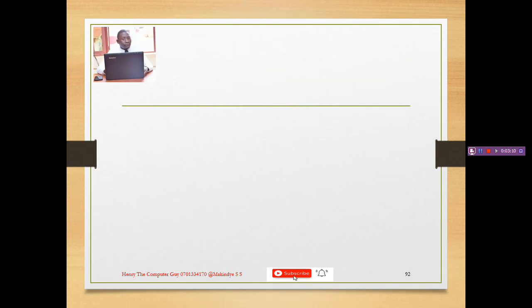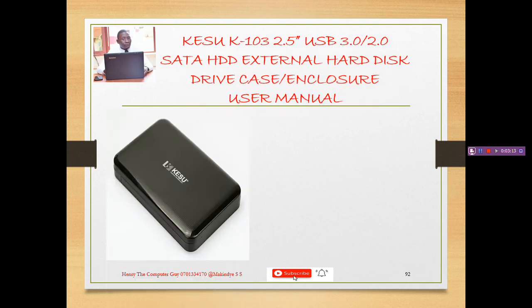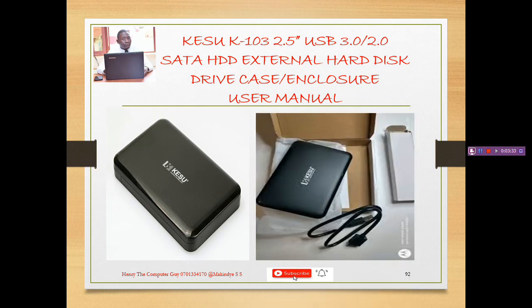So they are telling us that we have the KESU 103, and it is going to be our SATA hard disk drive external enclosure or case. You can call it a case if you feel like, because you open it, put your hard disk inside, then cover it, it acts as an external hard disk. Are we together? So this is how it will look. This is the casing that we are having, this is the cable, and the user manual is inside here. We continue.